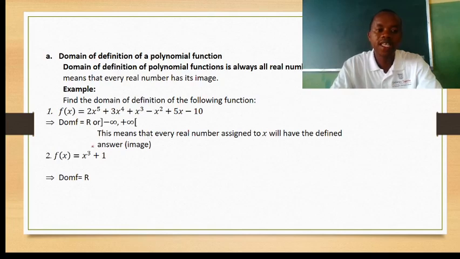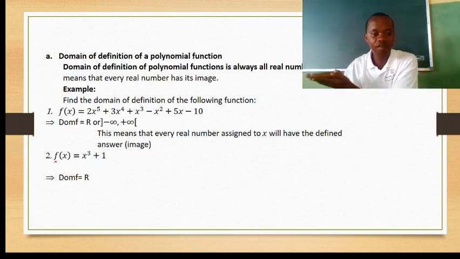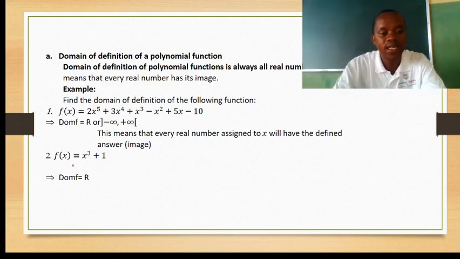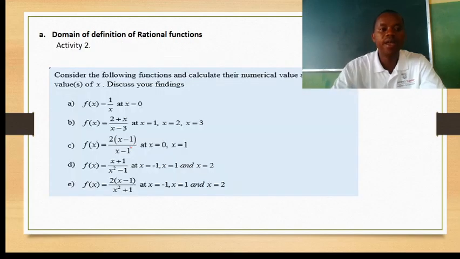We have example number 2. F of x equals x power 3 plus 1. As it is a polynomial function, written in a linear form, its domain of definition is R, the set of all real numbers, or from minus infinity up to positive infinity, written in interval form.